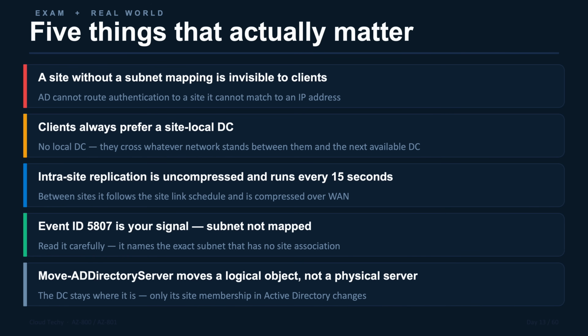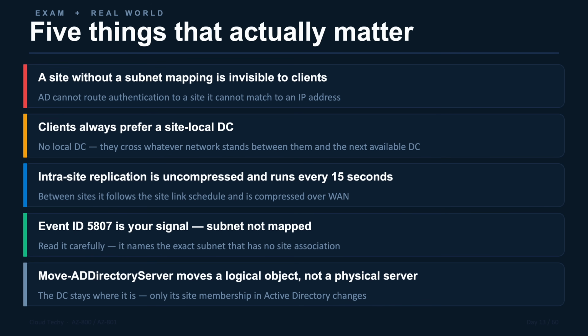Second, clients prefer site local DCs. No local DC means they go wherever they can reach one. This is by design, but it means your branch users are getting slower servers than they should. Third, understand the replication difference. Within a site, fast, uncompressed, 15-second intervals. Between sites, compressed, on your schedule, controlled by the site link.